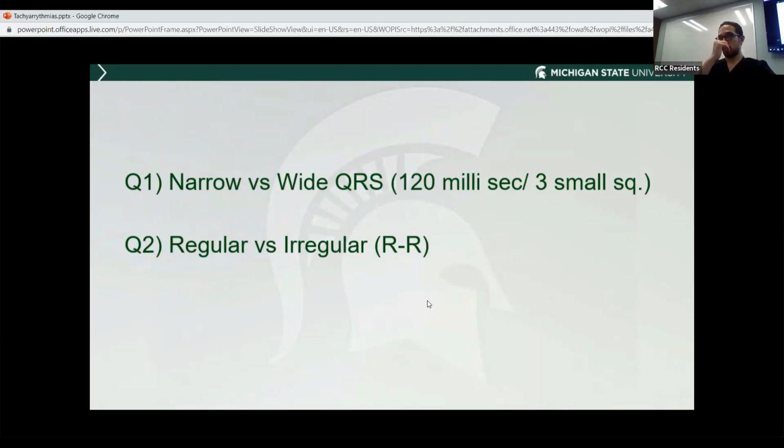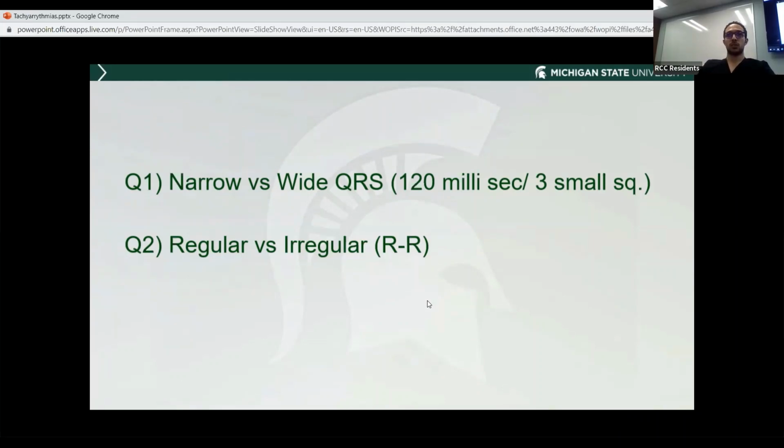So the first question is whether it is a narrow or wide complex, and this is based on the QRS duration, which is above or below 120 milliseconds, which is 3 small squares. So this will divide the tachycardia into narrow complex tachycardia and wide complex tachycardia.